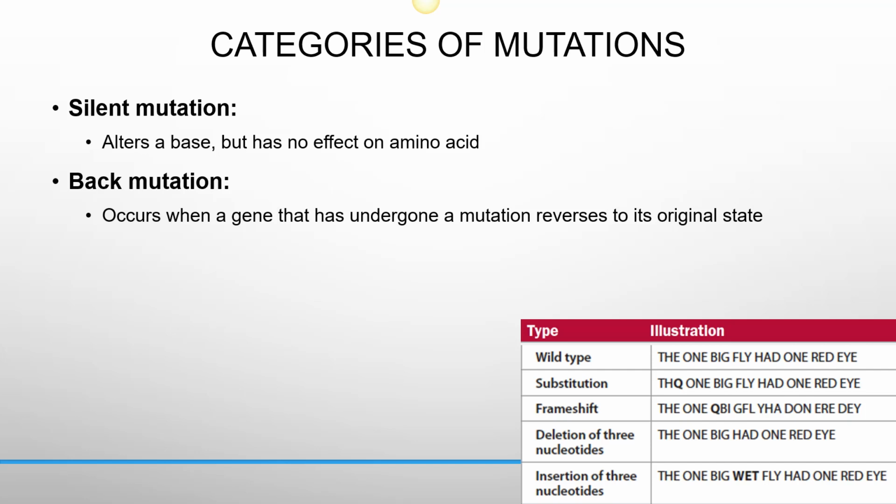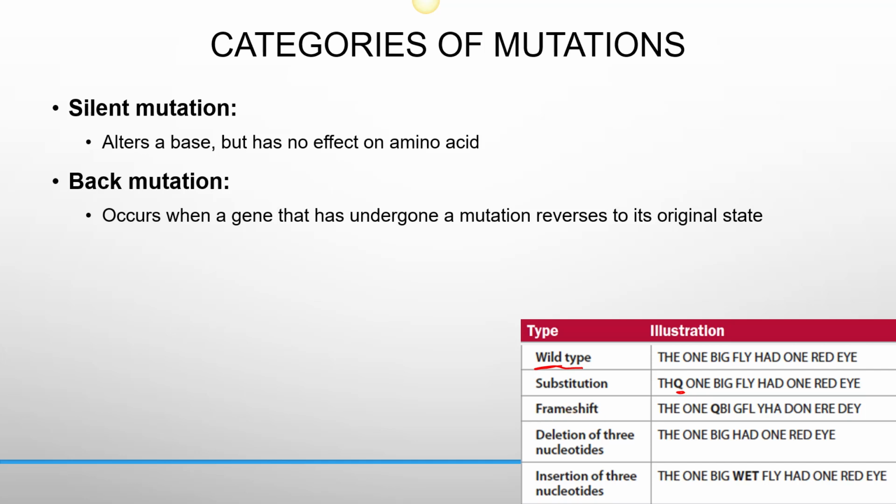So here we look at this illustration. If the wild type strain is the one big fly had one red eye. The reason why they're 3-letter words is, again, remember, if this is a sequence of messenger RNA, it's read in a series of 3 bases. The codons are 3 bases on messenger RNA. A substitution would just substitute like 1 letter, so the rest of the sentence would make sense. It's just this one substitution happened.